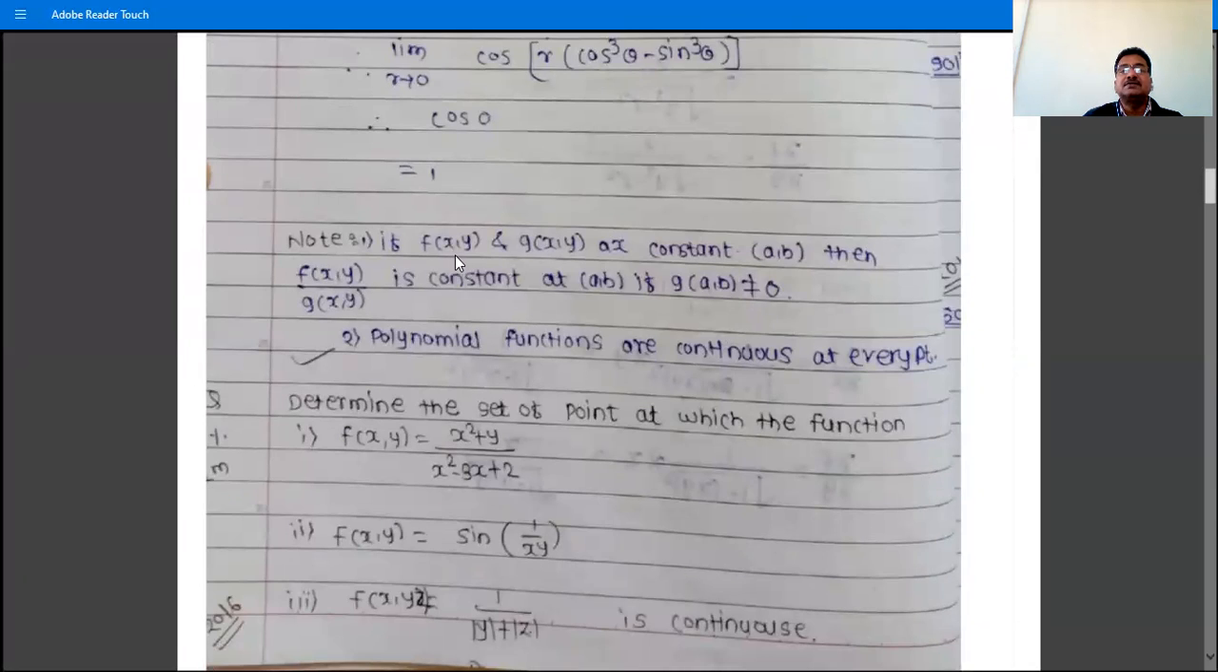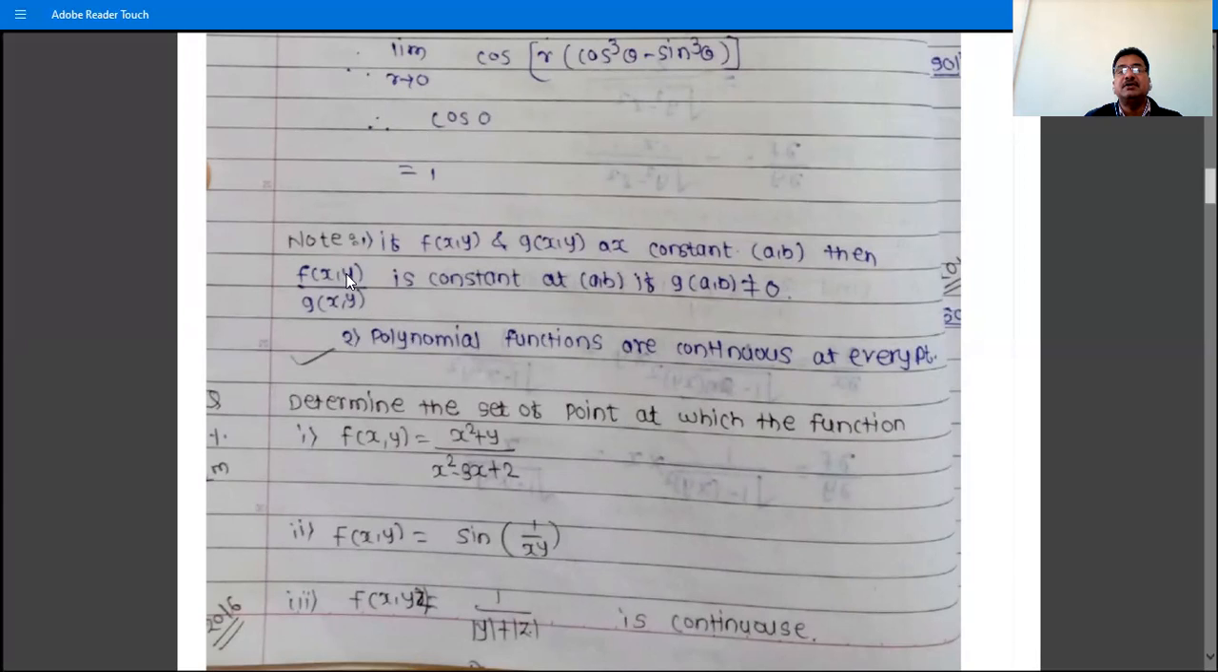So if f(x,y) and g(x,y) are continuous, writing here the word continuous, not constant, at (a,b), then f(x,y) by g(x,y) is continuous at (a,b) if g(a,b) is not equal to 0.